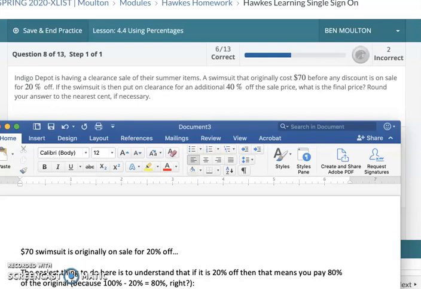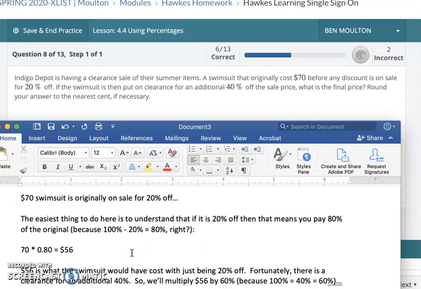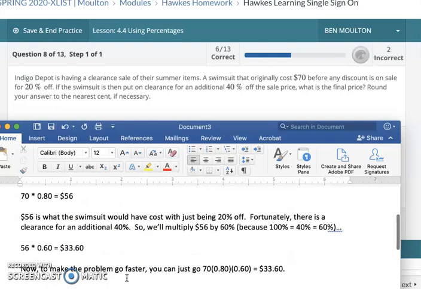So long story short, we're going to go 70 times 0.8. So we're looking at $56 if we only had the 20% discount. Fortunately for us, there's more. There's another 40% off for that clearance. So again, same story. 40% off means we'll multiply by 60%. So 60% times 56, we're looking at $33.60.